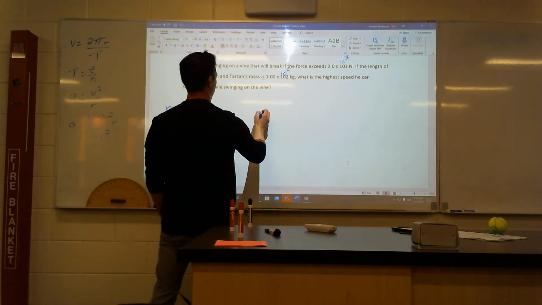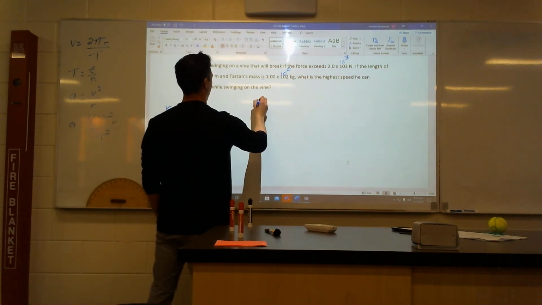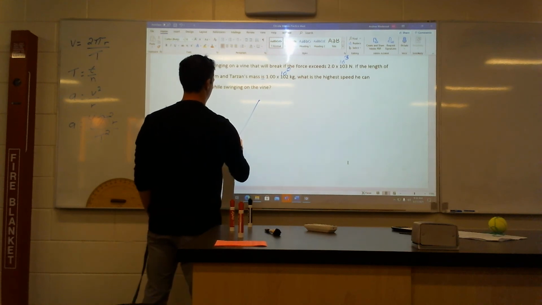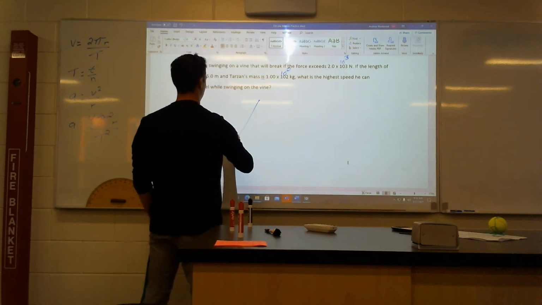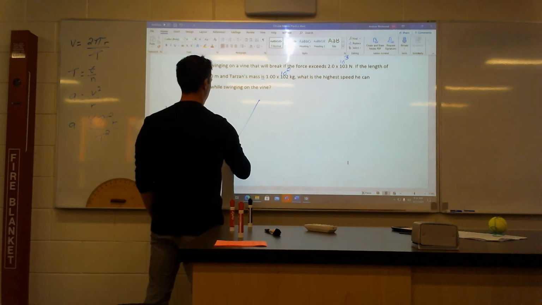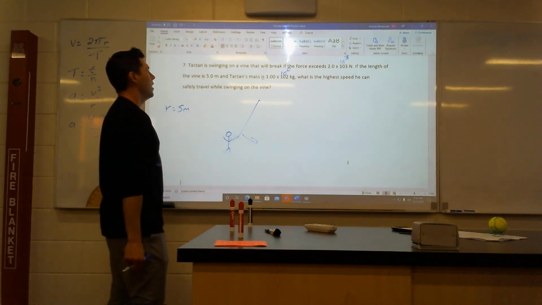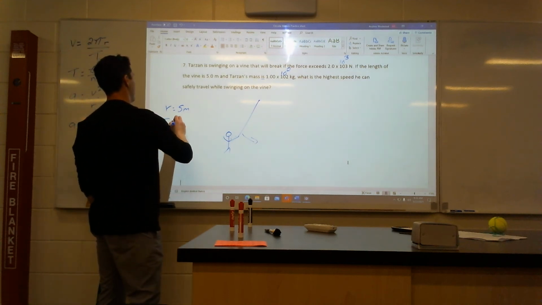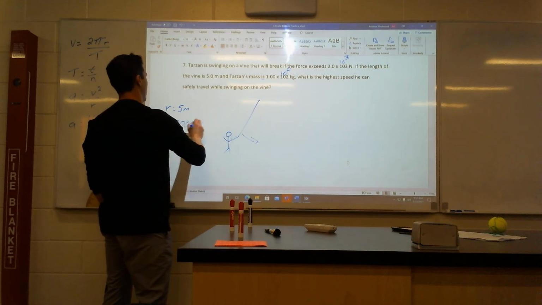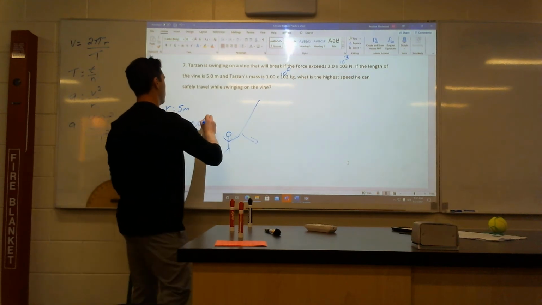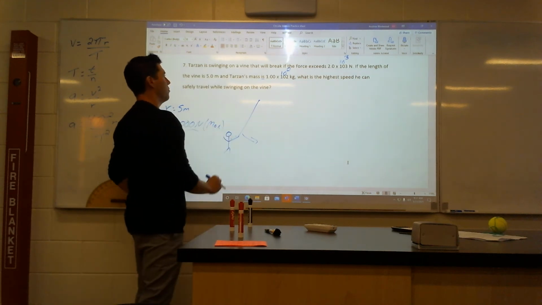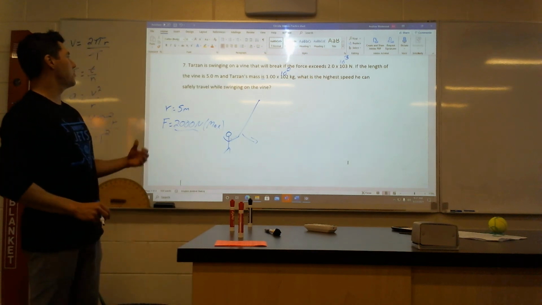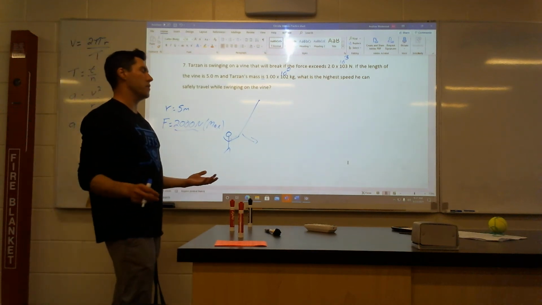So basically we have Tarzan on a vine. Okay, hold on. I guess you should hold on with a hand. Okay, there's Tarzan swinging this way. It says that the maximum force can be 2,000. That's the maximum tension; otherwise it's going to break. It says, what is the highest speed he can travel while swinging on this vine?